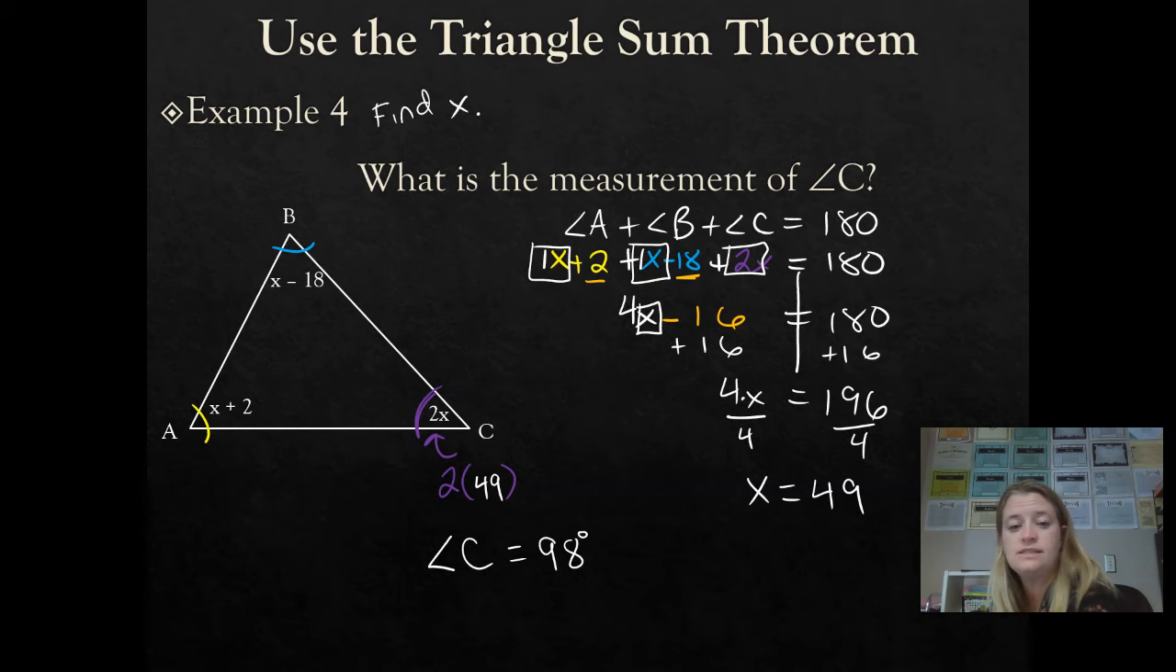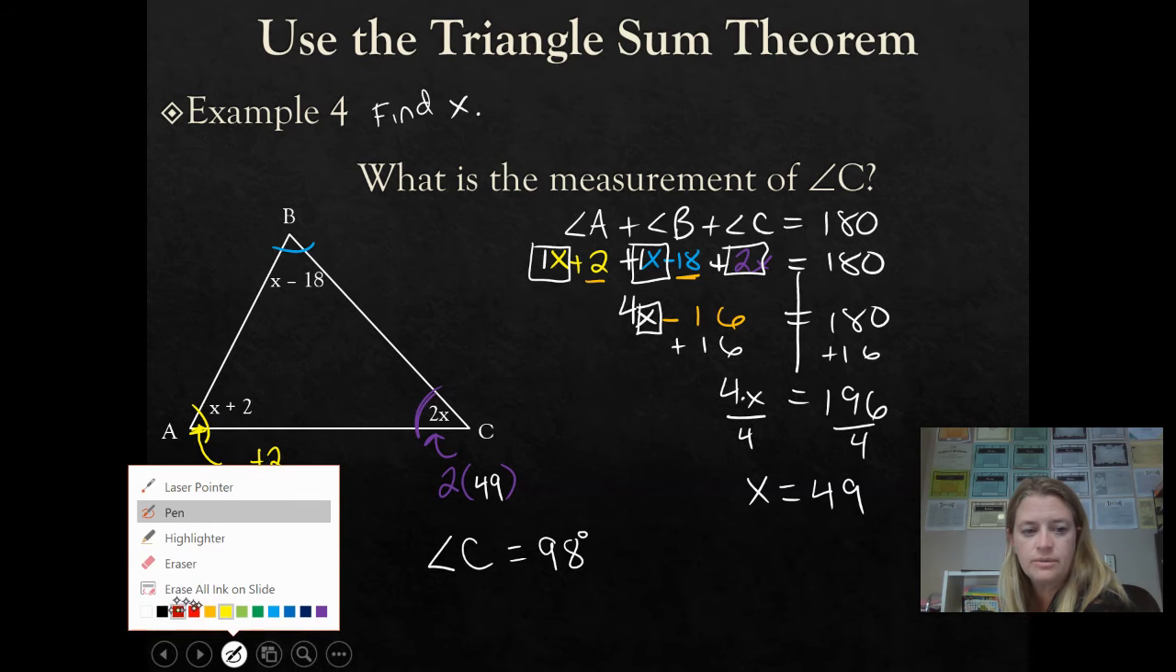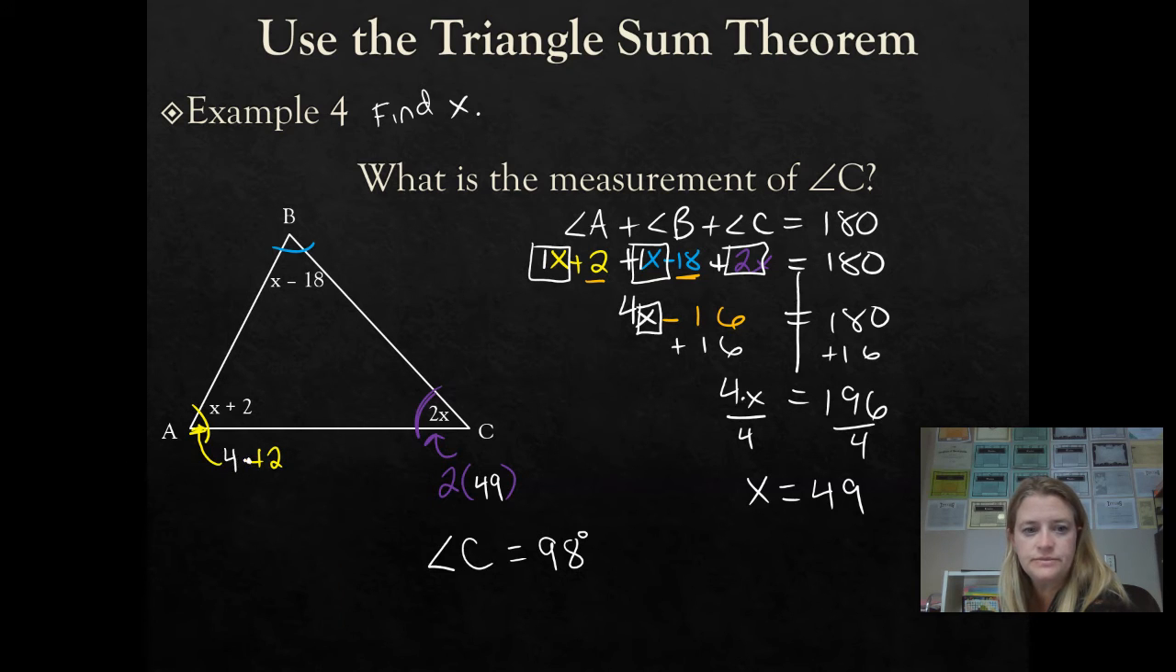Okay. Since we're here, we're going to go ahead and figure out what all the angles are. Why just find angle C? Let's figure out what angle A is. So we're going to do the same process. We're going to take this angle right here, and we're going to take what our x is, which is 49, and we're going to add 2 to it. So we're going to do 49 plus 2, because that's what our x was. And so we get that our angle A is 51 degrees.